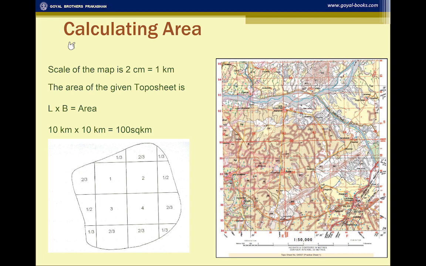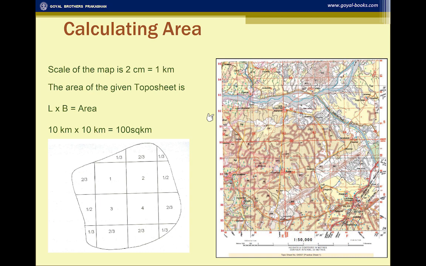When we are calculating the area, we are doing it on the basis of the scale, which is 2 centimeter is equal to 1 kilometer. All of you know length into breadth is equal to area. Now, in this case, the survey sheet given has 10 squares showing 10 kilometers, because the scale of the map is 2 centimeter is equal to 1 kilometer, and each square is of 2 centimeter by 2 centimeter. Here you may not find it so because it is on the screen.